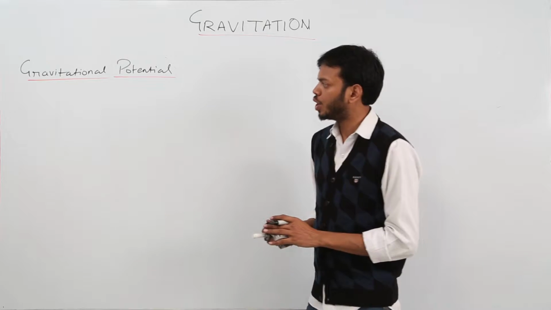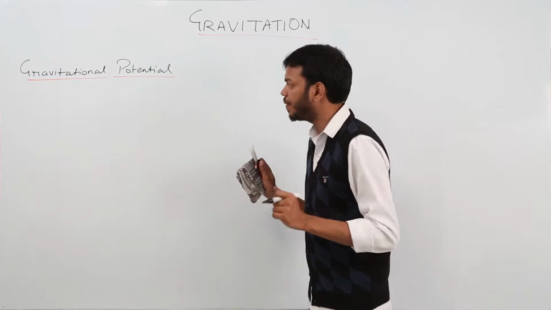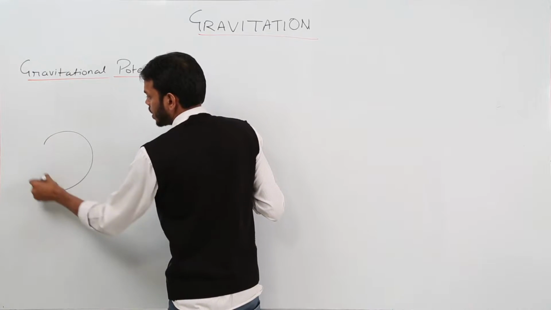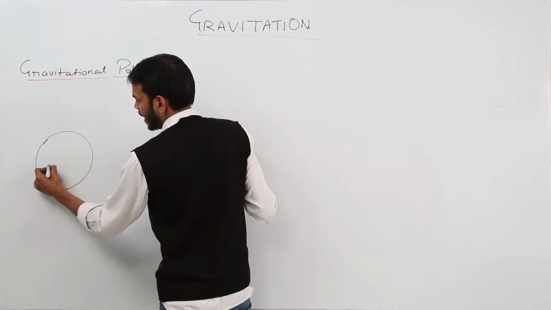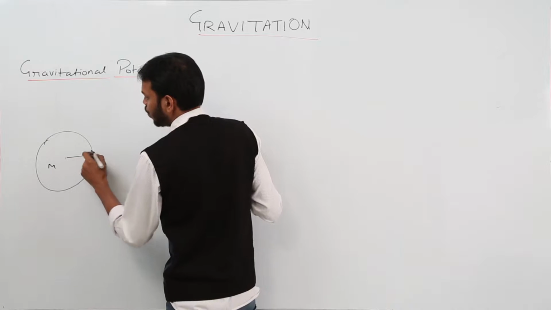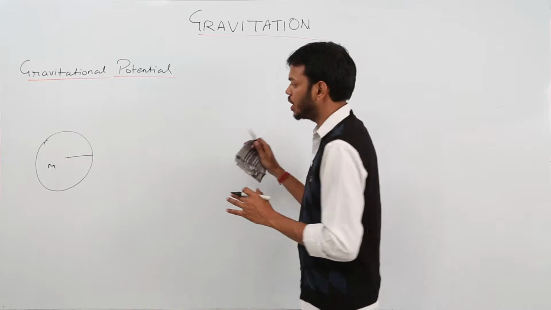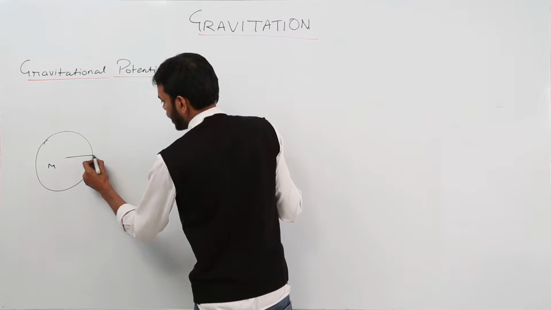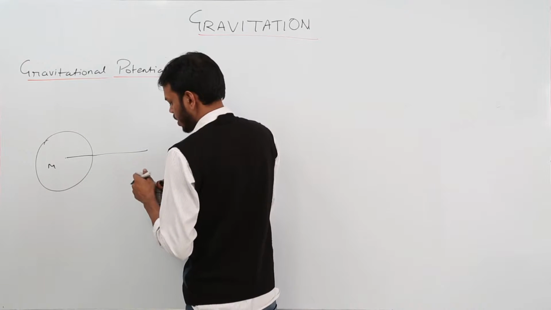Starting with gravitational potential, we have already discussed what gravitational field is. Suppose this is a body of mass M and radius r, and we have to find the value of gravitational potential at this distance, which is small r.